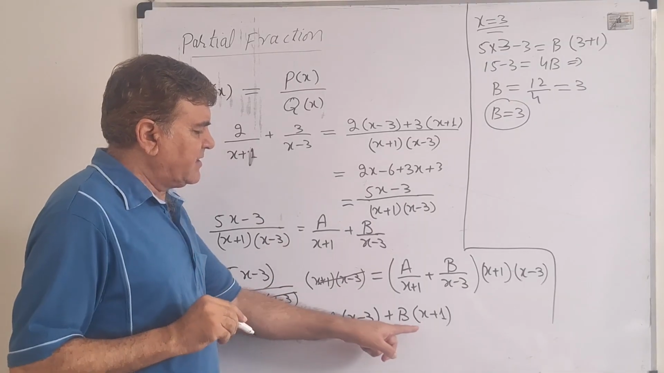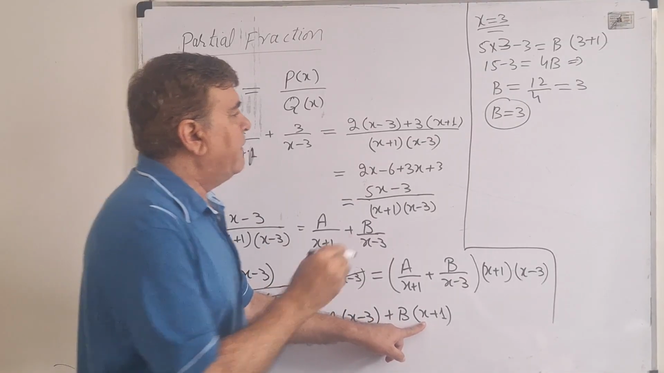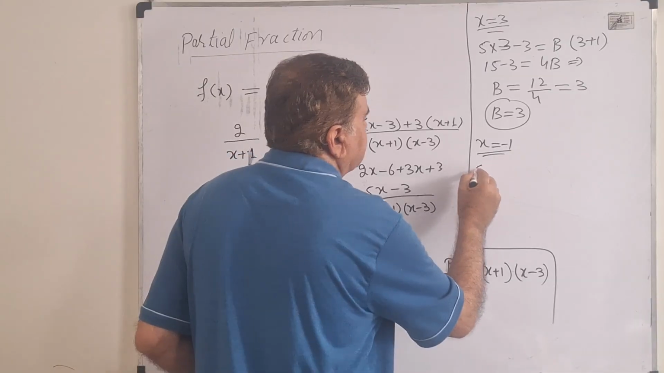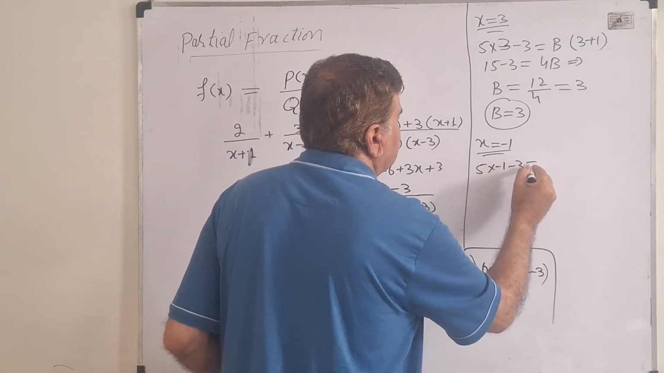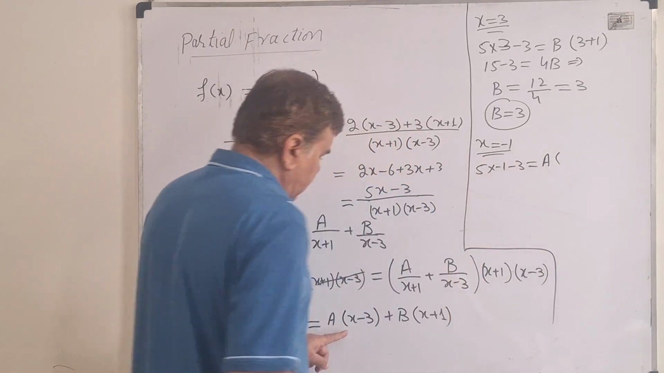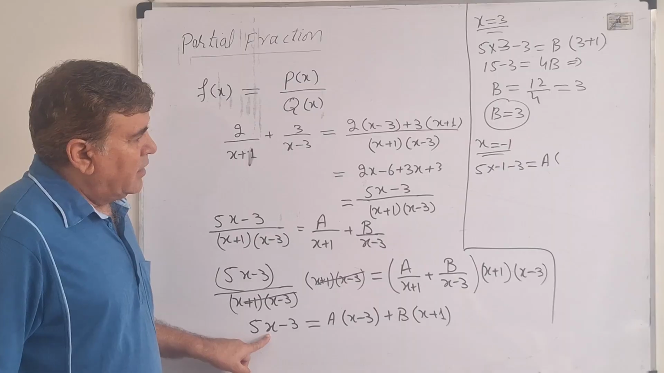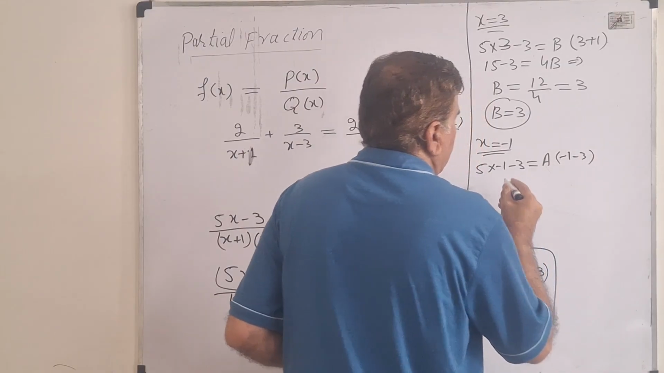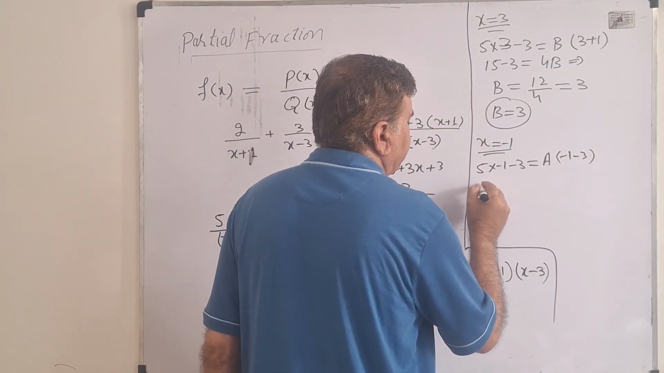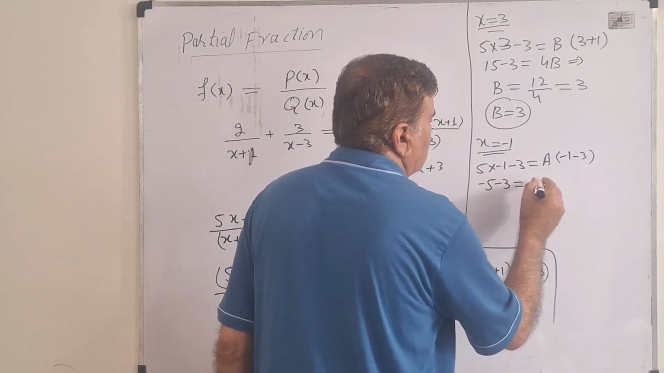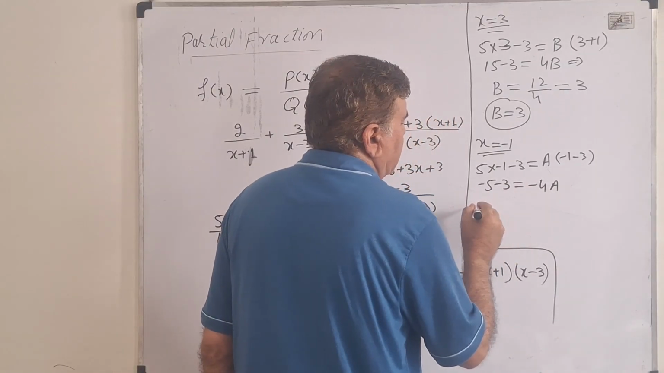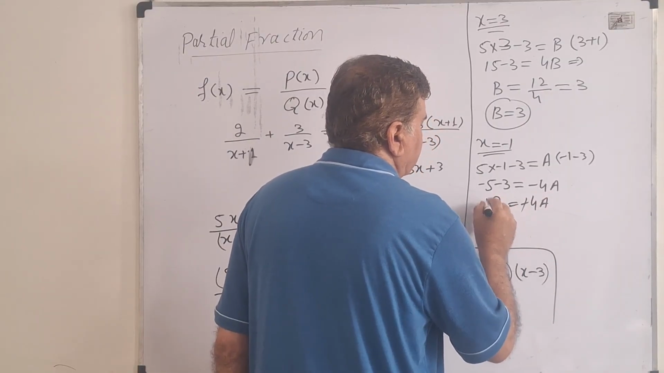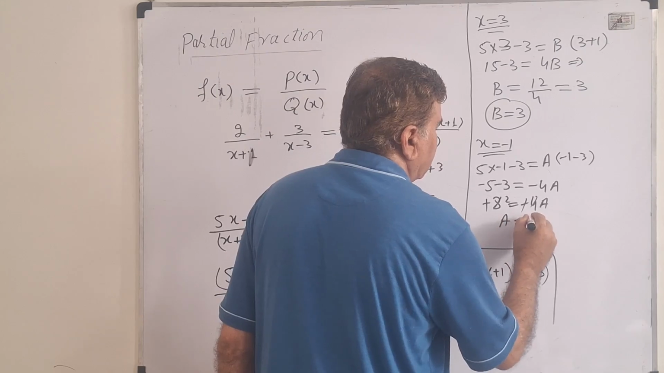And now if I substitute x equal to minus 1, that leads to 5 times minus 1 minus 3 equals a times, I'm putting minus 1 at this position, so minus 1 minus 3, and this gives me minus 4. So minus 5 minus 3 equals minus 4 times a, or minus 8 equals minus 4 times a, minus cancels with minus, 4 is with 8, so a equals 2.